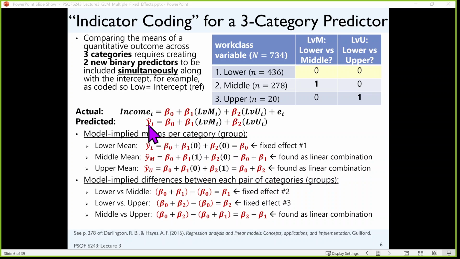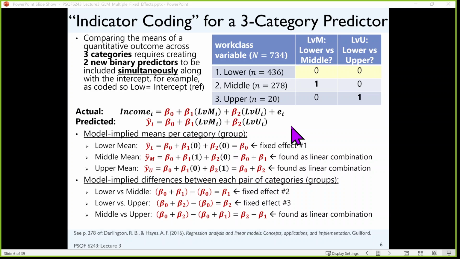If I focus on just the predicted value, so y hat is predicted income, that is created from the same equation, just omitting the e. So there are only three possibilities here as to what y is predicted to be. What it is for the lower, what it is for the middle, what it is for the upper. The model is going to tell us all three of those things. It's also going to tell us all three possible differences.